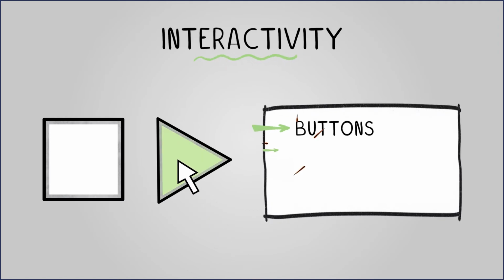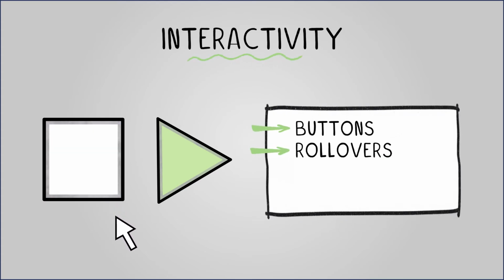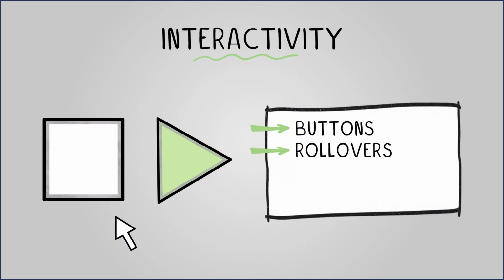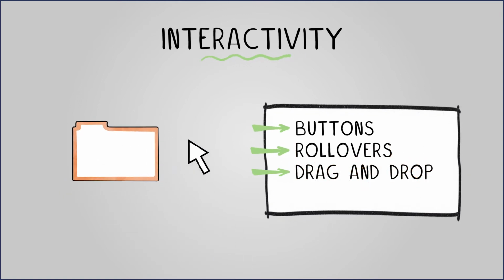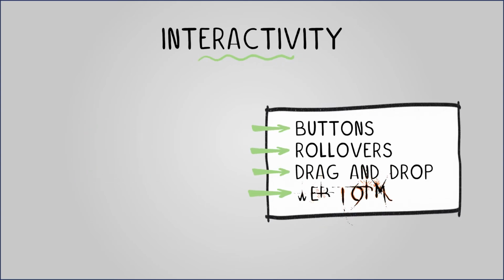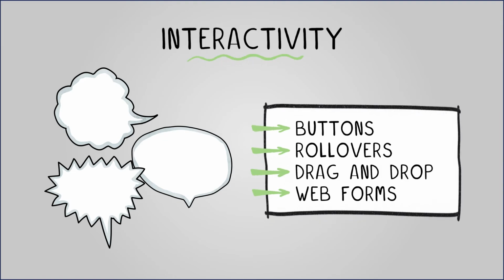Rollovers. These are objects that change color, text, or image when hovered over, often seen in banner ads. Drag and drop. These are click and drag effects for interactive content, such as quizzes. And web forms. These are communication and interaction tools, like contact and comment forms.